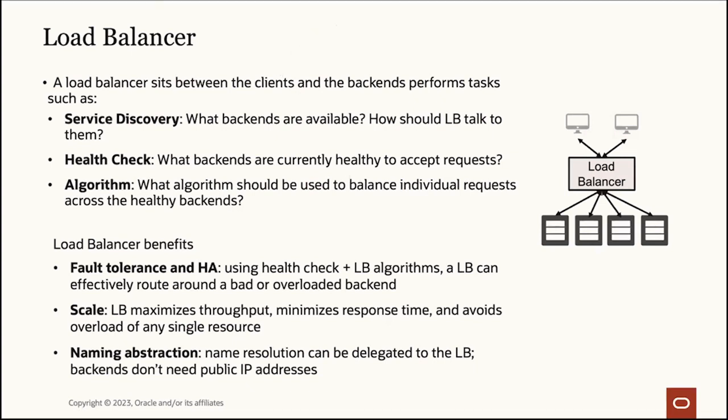For scale, because the load balancer is going to evenly distribute your traffic, it's going to maximize your throughput, minimize your response time, and help you avoid overloading any single resource. And then finally, for naming abstraction, name resolution can be delegated to the load balancer, and your backends don't necessarily need a public IP address. If you do want them to have a public IP address, it can balance on that level. Or if you want the load balancer to sit on a public IP address and balance between backend sets on private IP addresses, that's fine.